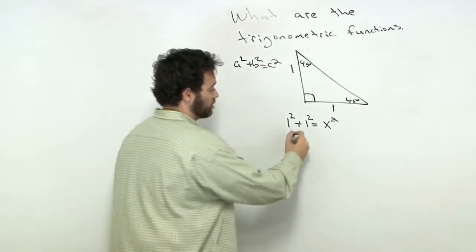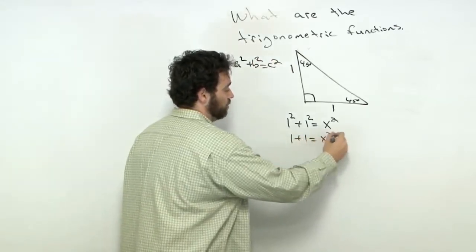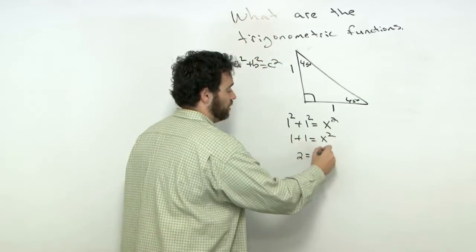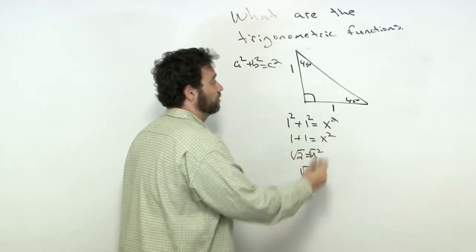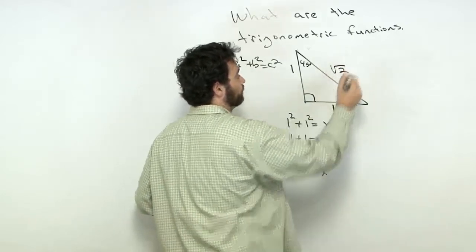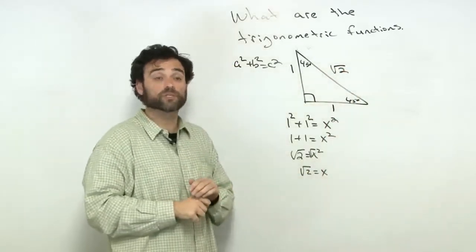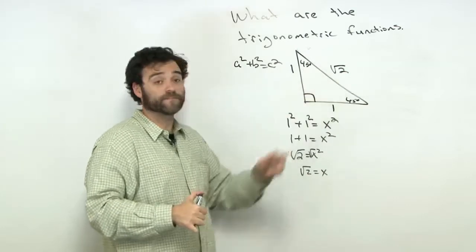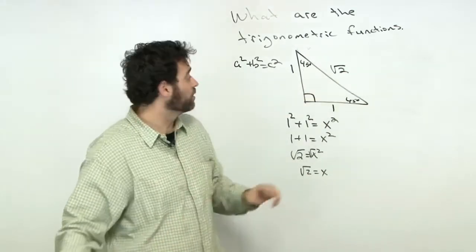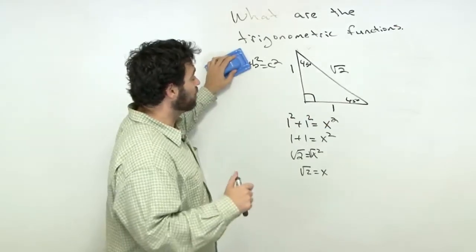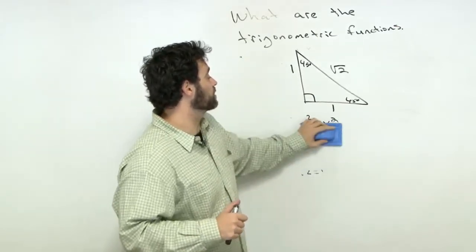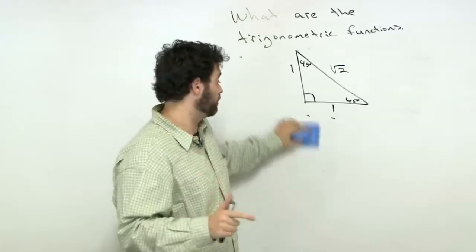So we get that. That's just 1 plus 1, x squared. So we get 2 equals x squared. Take the square root, take the square root. We get radical 2. X is equal to radical 2. Okay? That is a special case triangle, right triangle, 45, 45. You should recognize that. That's happened probably in Algebra 2. You might have seen that. And now we're going to use these facts to find all 6 of our trig functions. Okay?